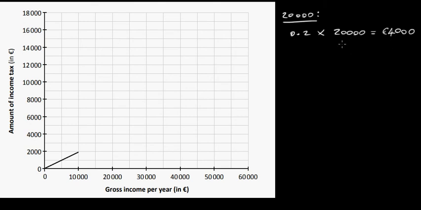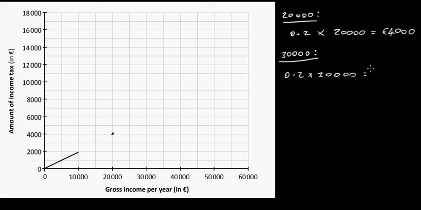So 0.2 multiplied by 20,000 is actually 4,000 euros. So that would be, let's see, 4,000 euros is here. So we put a point there. Okay, so let's do the next one, which is 30,000. Again, you can see here she doesn't actually earn more than 35,000, so we just simply get 20% of the 30,000.